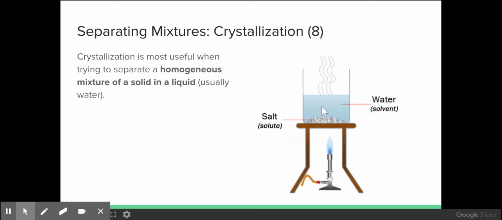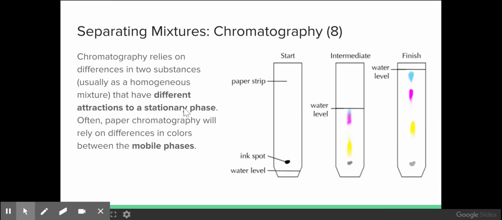The heat that's added causes the liquid water to evaporate. The water is not what we're trying to keep. We are trying to separate it from the salt. We're not trying to keep that in our mixture. So the water leaves, and whatever the salt or the solid was slowly starts to crystallize at the bottom of our container. This technique is best used in a homogeneous mixture of a solid in a liquid.